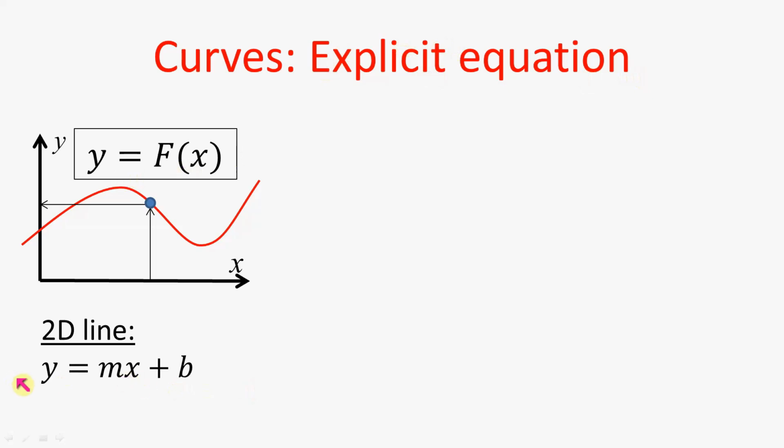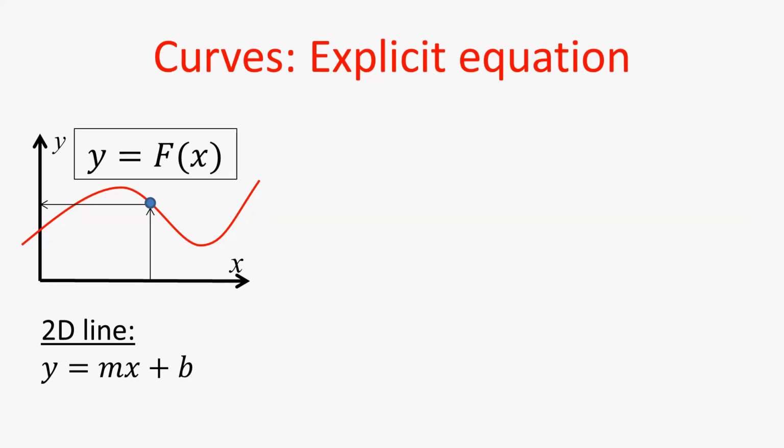As an example, I put here the explicit equation of a line where m is the slope of the line and b determines where this line intersects the y-axis. As functions are very familiar to us, this approach would be really easy to use, but I have bad news. The problem is that this explicit equation is too restrictive. We cannot use it in many important cases.